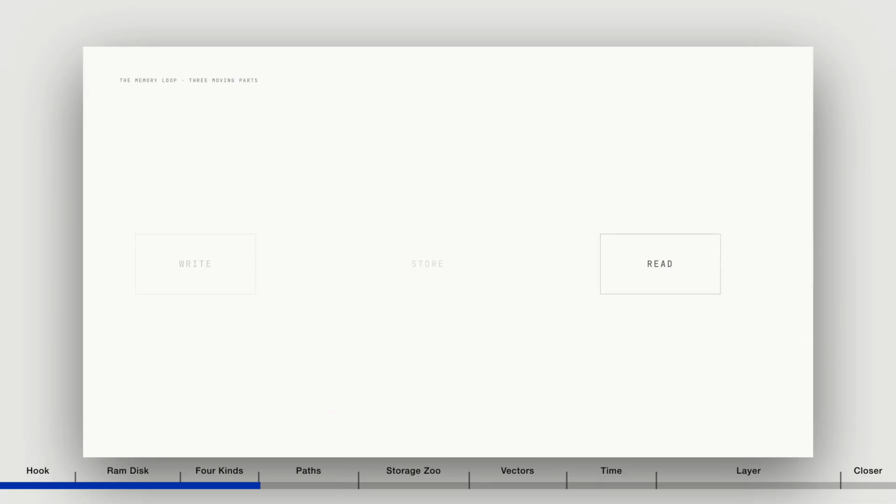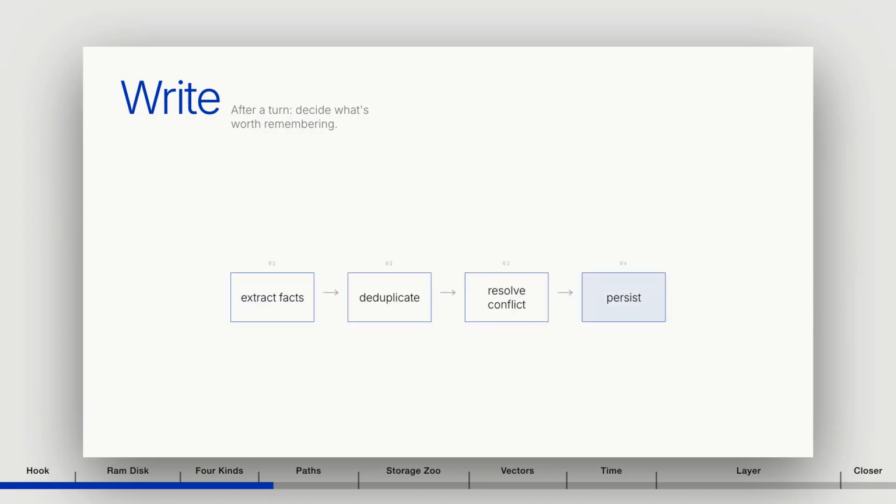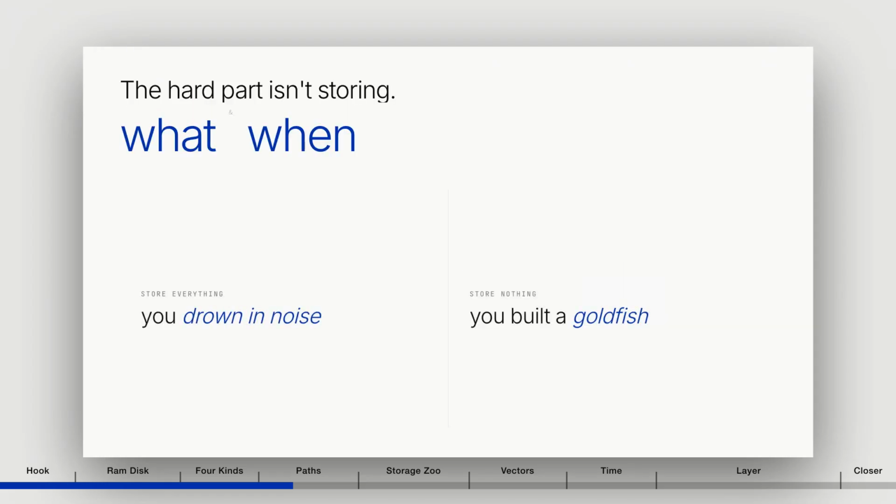Memory has 3 moving parts. A write path, a read path, and a consolidation job running between them. Write path. After a turn, decide what's worth remembering. Extract facts. Deduplicate against what you store. Resolve conflicts. The new fact might contradict an old one. Then persist. The hard part isn't storing. It's deciding what and when. Store everything, you drown in noise. Store nothing, you've built a goldfish.